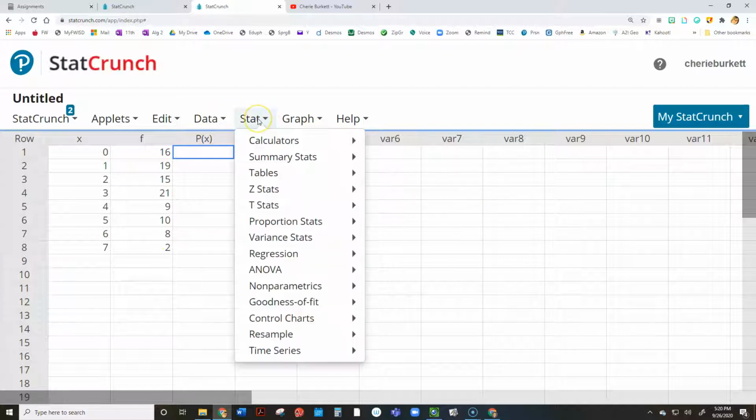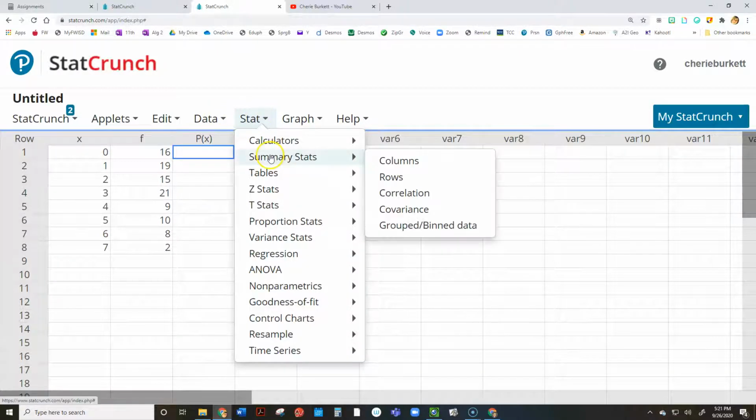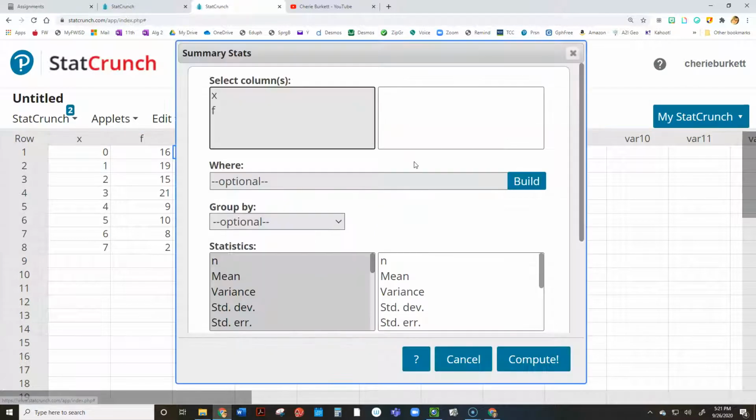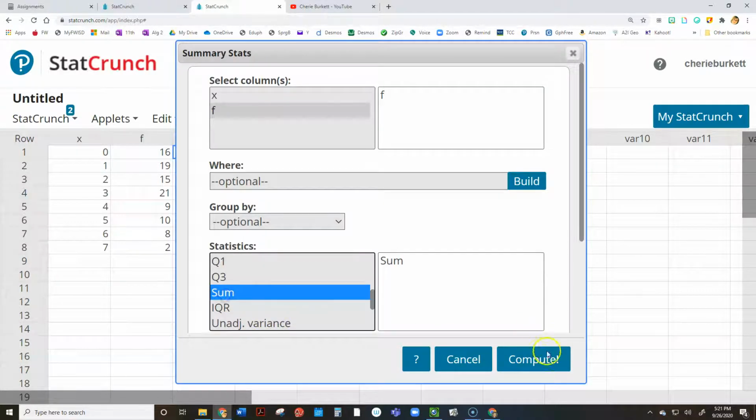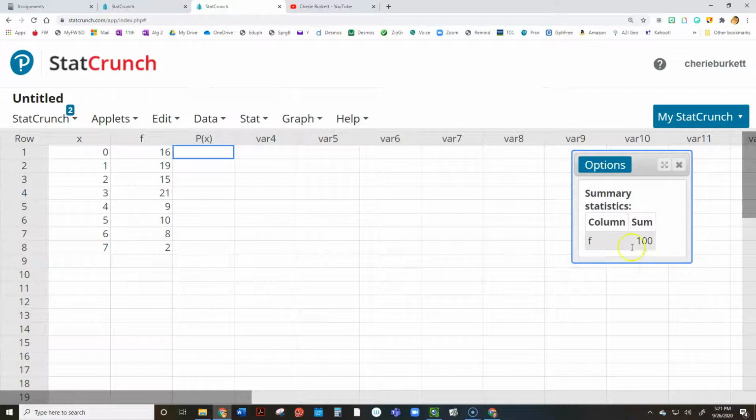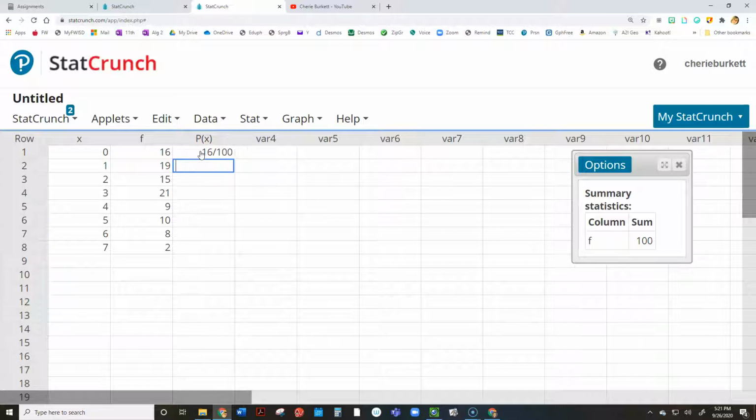I can have StatCrunch do it. It's just summary stats on columns. Come over here and say I want to add the frequency and I want to find the sum. There it was. So it said the sum of all of those is 100. So this one, I believe I'm just going to be able to type in, I could be wrong, 16 divided by 100. I really wanted it to change it to a decimal. 19 divided by 100.